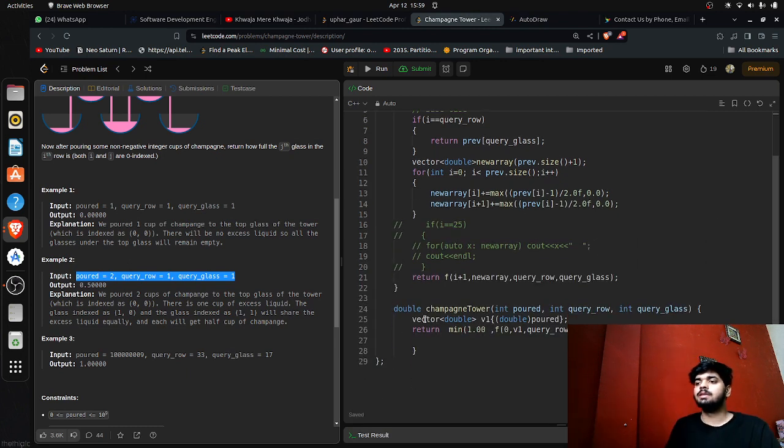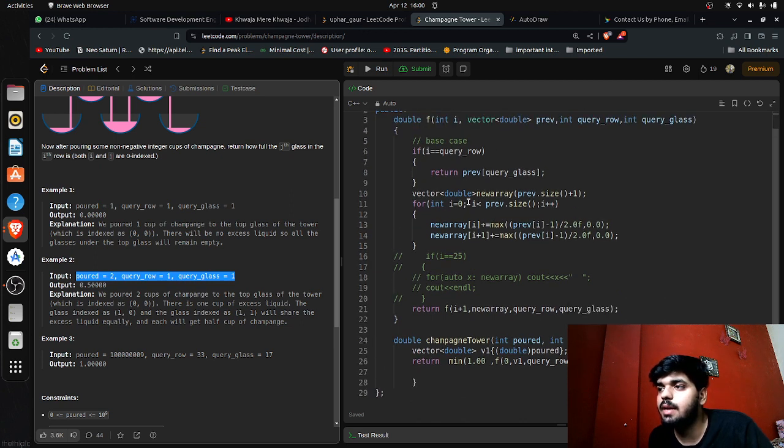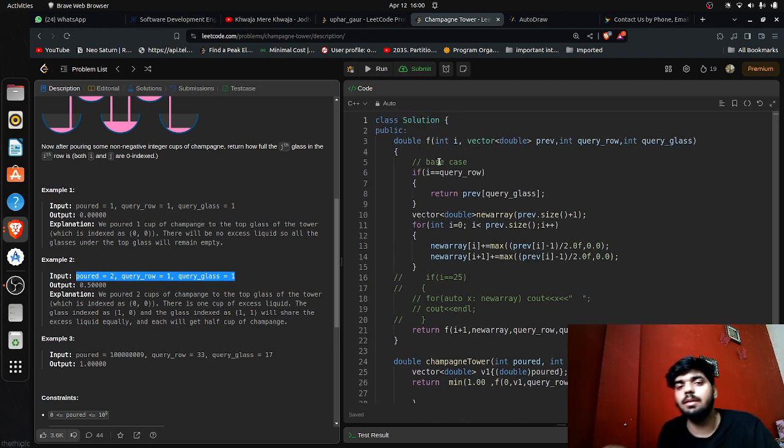Here we directly call the function with the vector as v1, which is initialized with double, and we have not poured anything, so the first time we give it everything it has. After that, this is the base case. In the base case we keep moving until we reach the poured row, and then whenever we get the poured row we return the previous query glass.